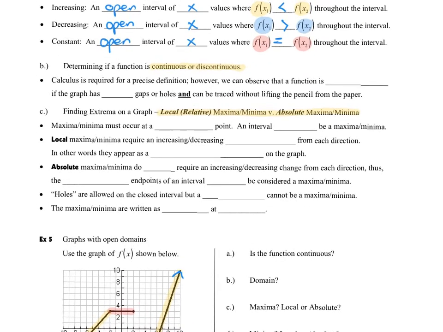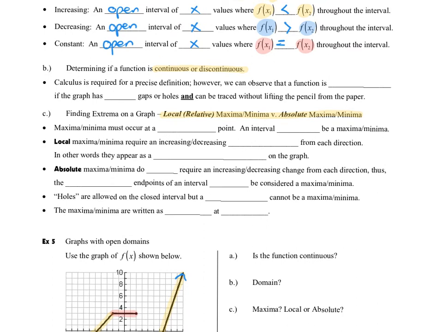Now, moving back on up, we're going to talk about continuity. So on our second section, we're going to talk about continuous versus discontinuous. Looking along here, we do need calculus in order to get a precise definition for continuity. However, we can do this from an easy observation technique, and we can find that a function is continuous if the graph has no gaps.